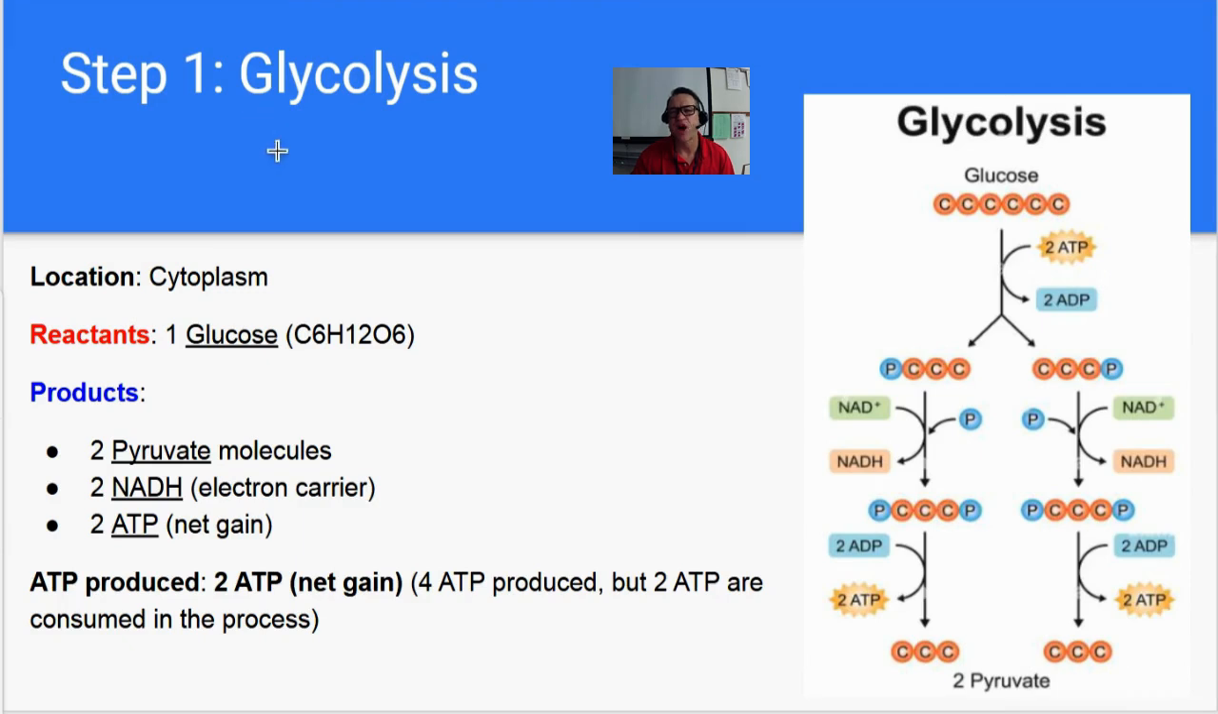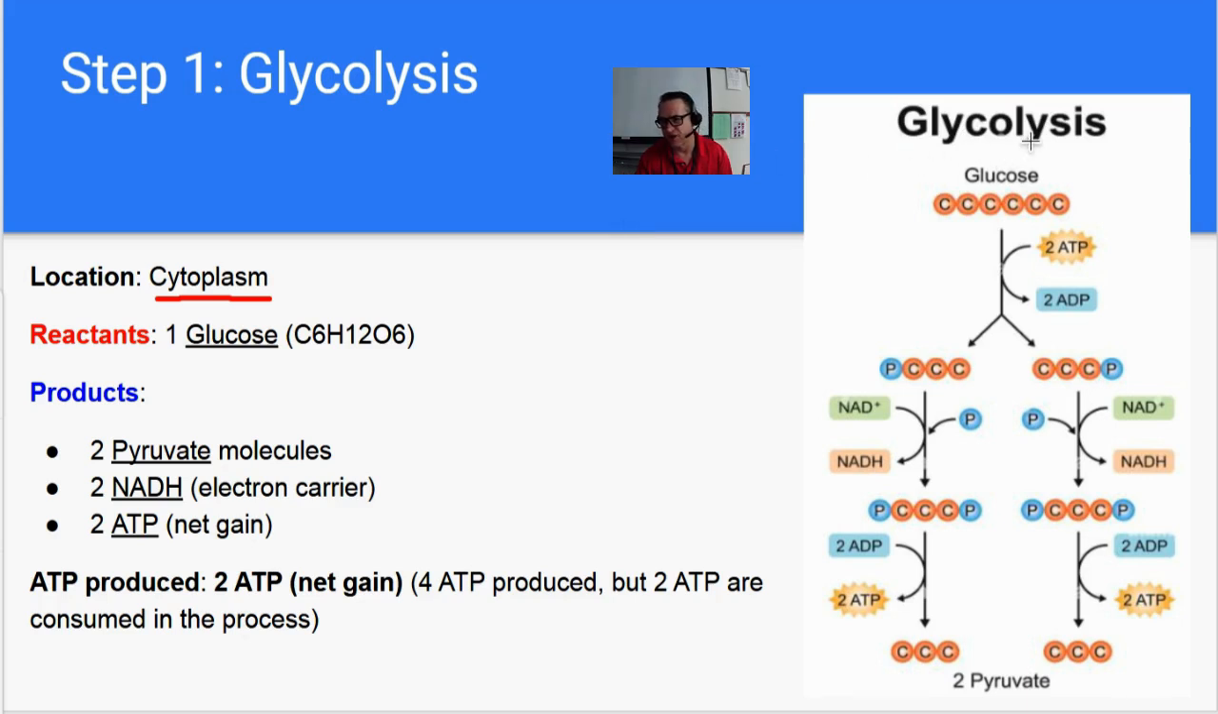Step one, glycolysis. Where does it occur? Be good to have some notes on this stuff because you might have an open note mini test. It happens in the cytoplasm, so this is not within an organelle. It's just in the fluid within the cell. And glycolysis literally means sugar breaking. And that's what it's doing here.